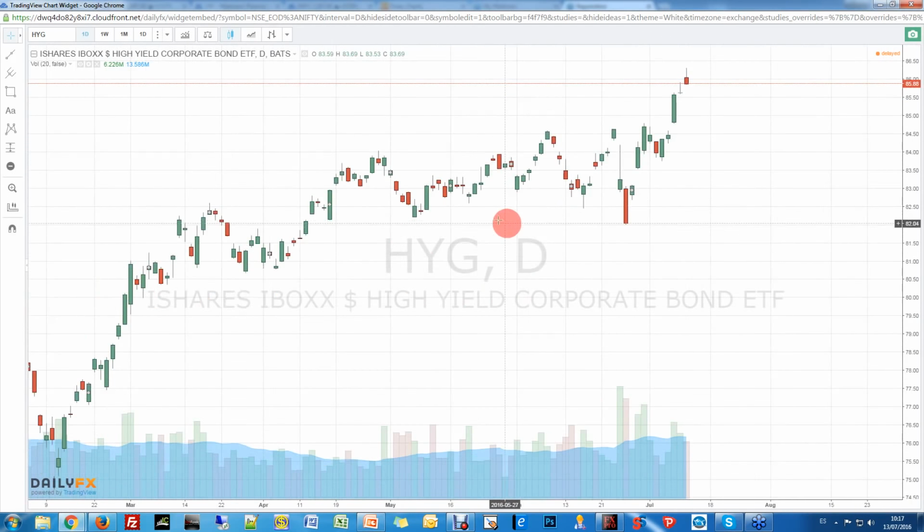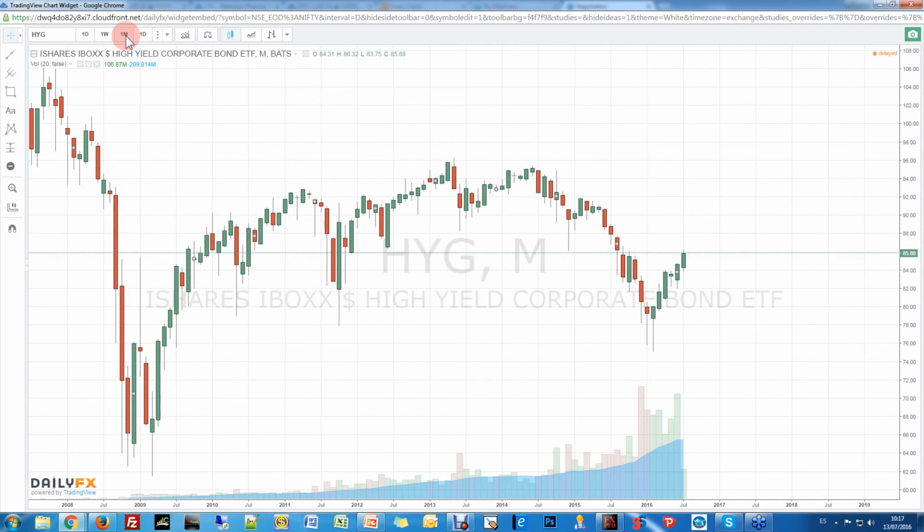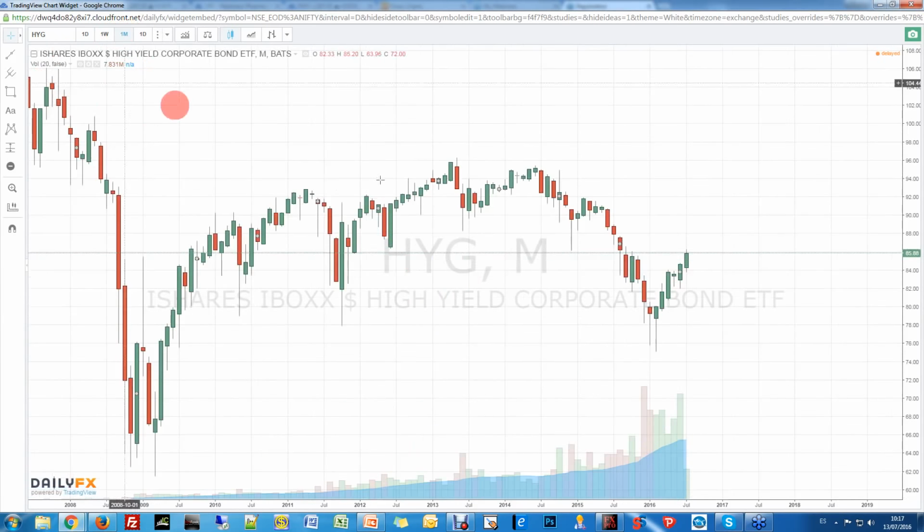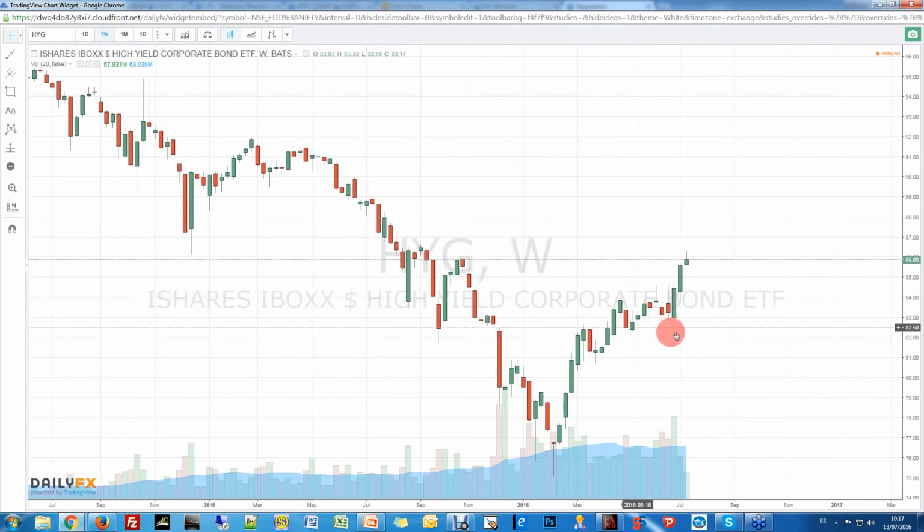Yeah. So this one looks like a long bias on the daily, long bias on the monthly, long bias on the weekly. So this is what we have. Monthly area of supply being taken out, new area of demand created on the monthly here as well. So monthly area of demand, weekly area of demand. Yeah, over there.